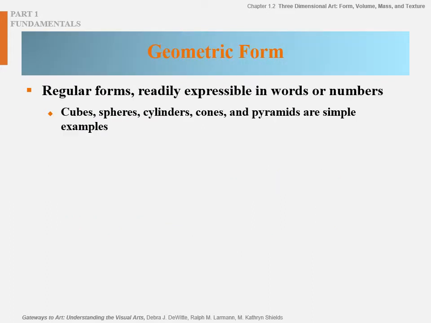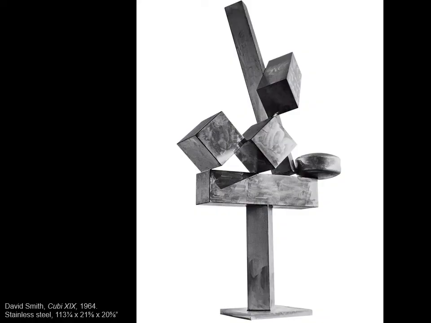They're geometric forms, cubes, spheres. Like this piece here. This is David Smith's Cubi XIX. Notice the geometric forms at play that make up this sculpture. Okay, this is a pretty decent sized piece.